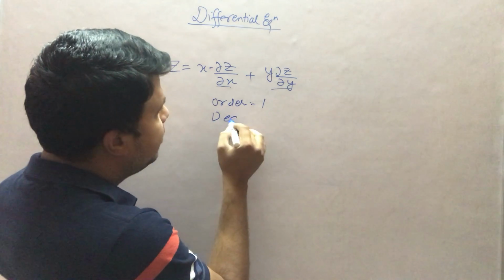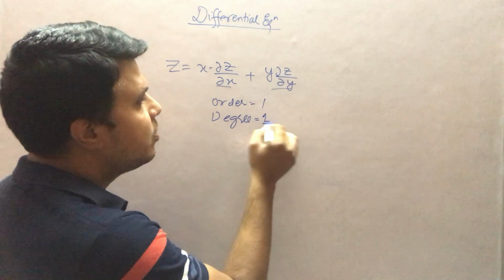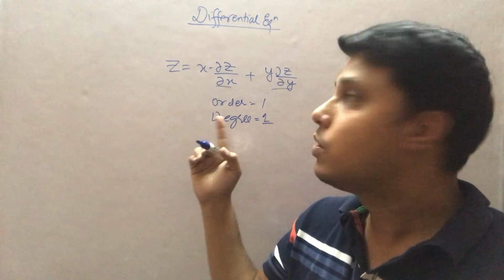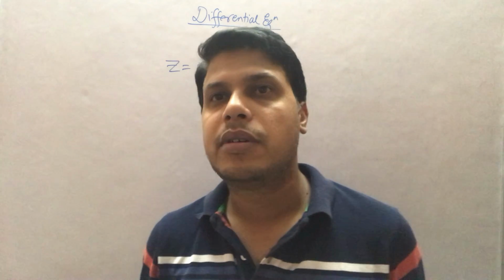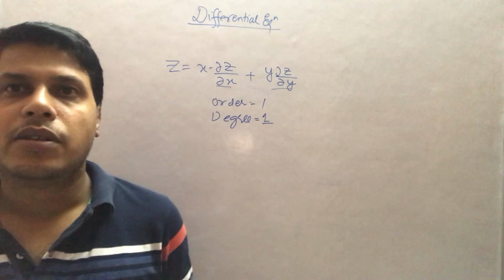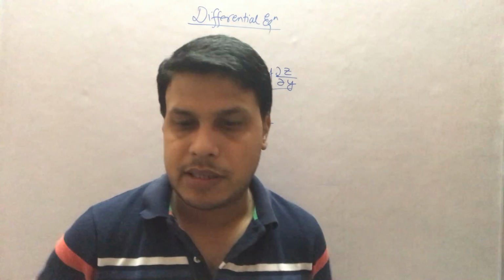And if we talk about the degree, then the degree is actually also 1, because del z upon del x or del z upon del y, both have only 1 power. So I think this is clear, the order and the degree. Now we shall move forward to partial differential equations. This is the very basic of the differential equations.